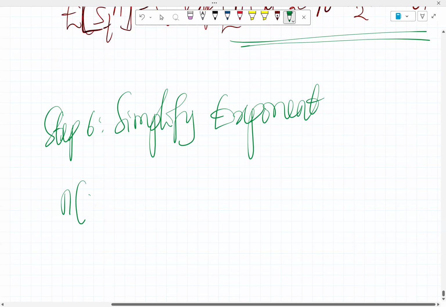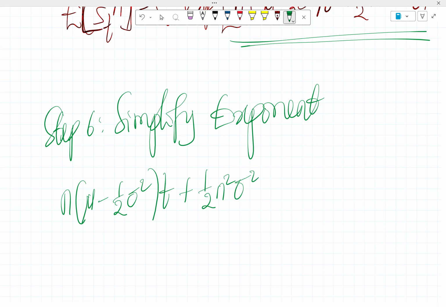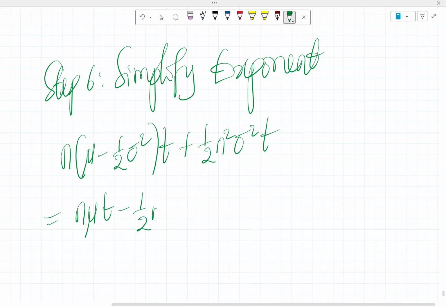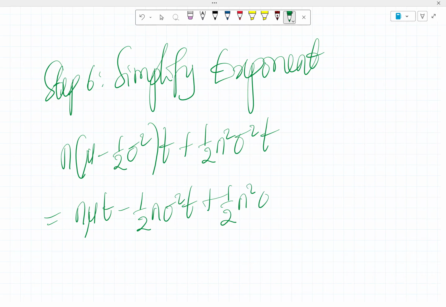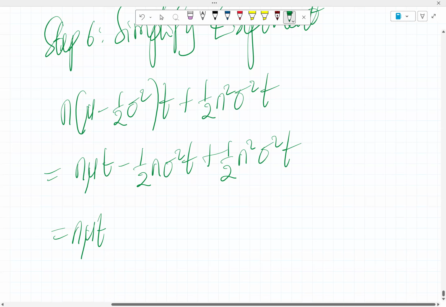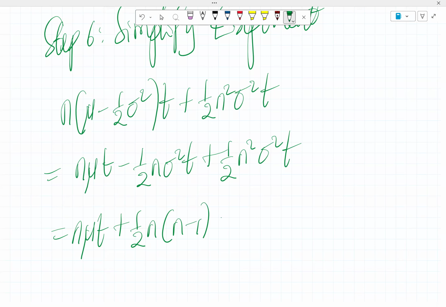So we know that n times (mu minus half sigma squared) multiplied by t plus half n squared sigma squared t is equal to n mu t minus half n sigma squared t plus half n squared sigma squared t. So that's n mu t plus half n into (n minus 1) sigma squared t. I mean, this is n mu t, right? Then half n is common here.